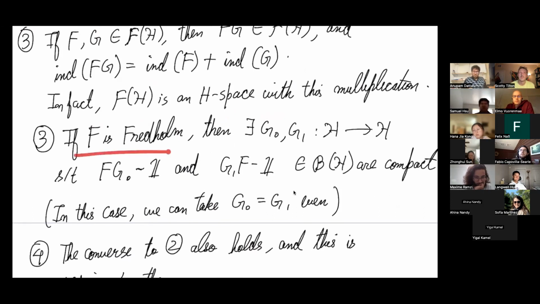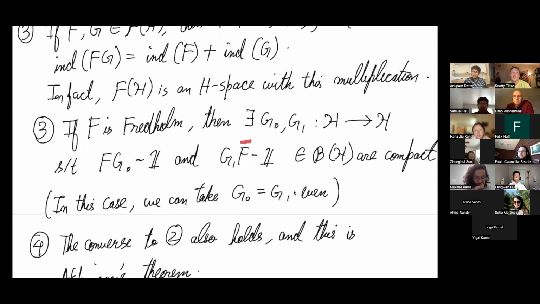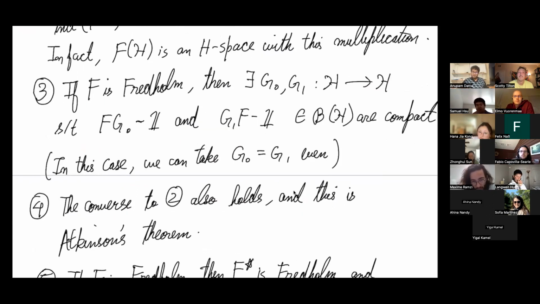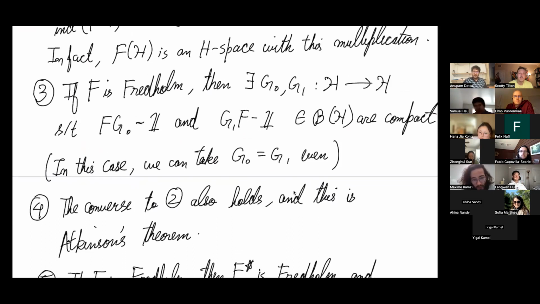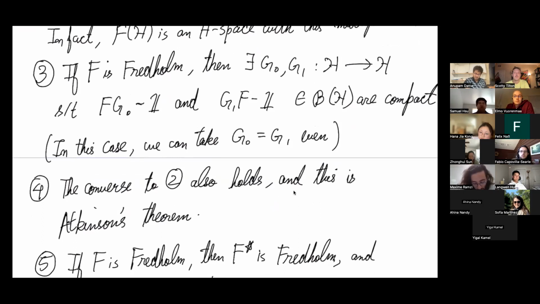So for one direction, if you have a Fredholm operator F, then you can always find two bounded linear operators, G0 and G1, such that FG0 minus the identity and G1F minus the identity are compact. And moreover, you can just take the difference G0 minus G1 and play with it, and you can obtain that you can, in fact, take G0 and G1 to be the same operator. And the beautiful part is that the converse to this result, which should be 3, I don't know why I have written 2, also holds, and this is known as Atkinson's theorem.